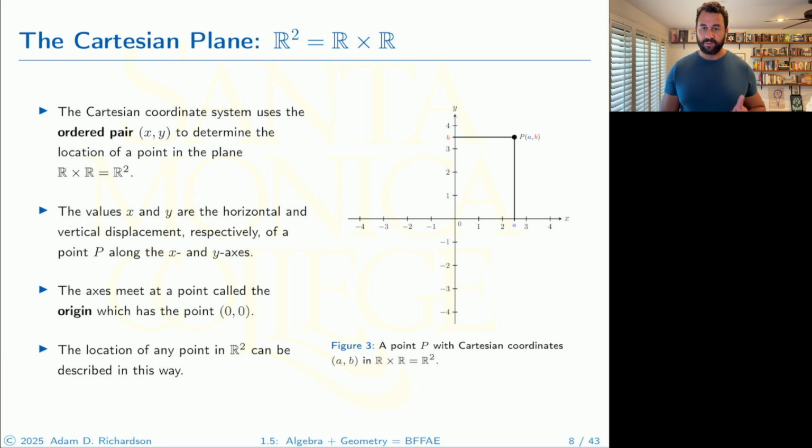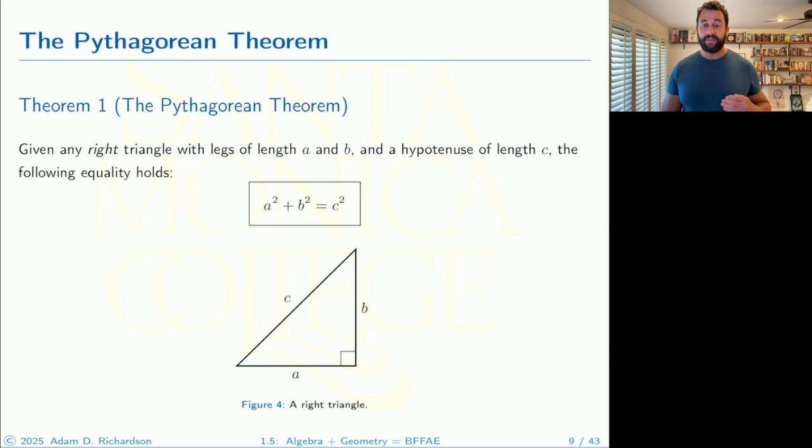Okay, now that we're refreshed about the Cartesian plane and the Cartesian coordinate system, let's talk about a critically important theorem called the Pythagorean theorem. This is one of the most famous theorems in mathematics. I'm assuming you all have heard of it before, but it says this. If you're given any right triangle with legs of length A and B and a hypotenuse of length C, that's this thing right here, then the following equality holds: A squared plus B squared equals C squared. That's the idea. Now, this is the algebraic interpretation of that theorem.